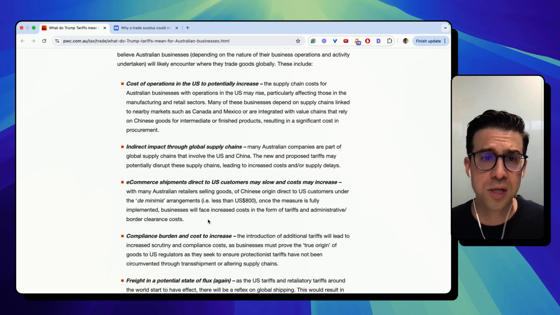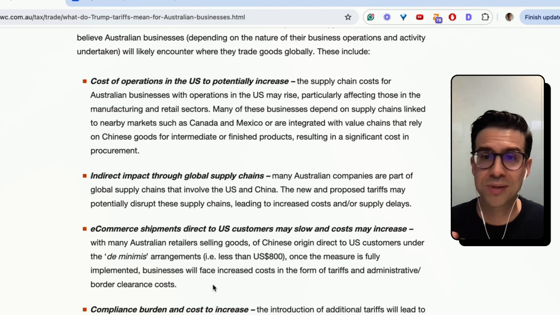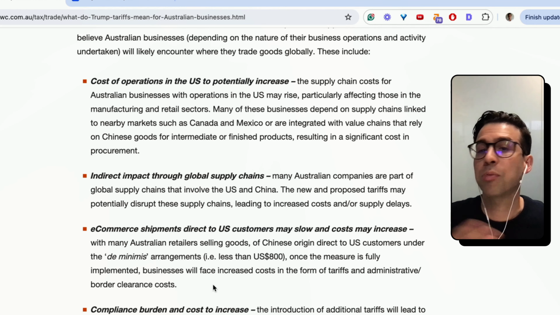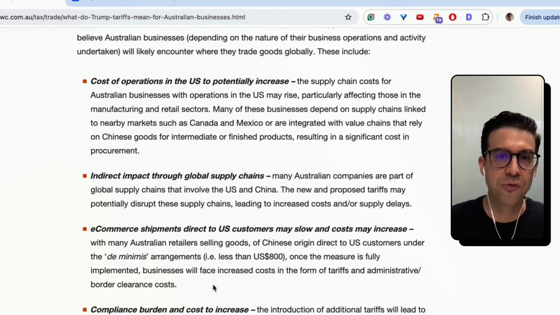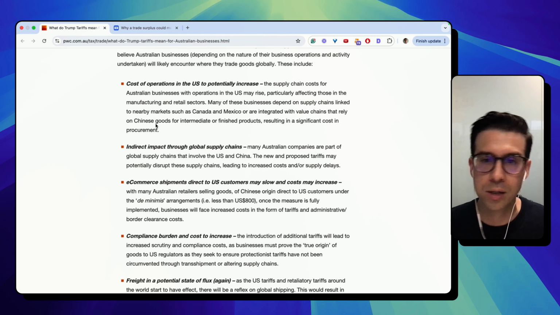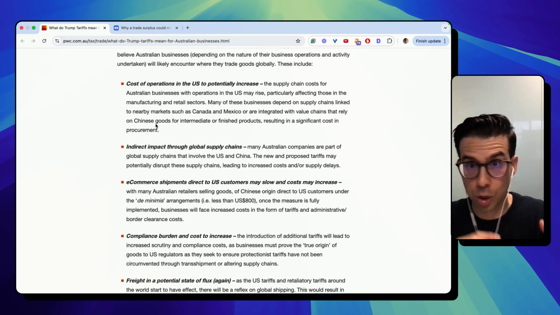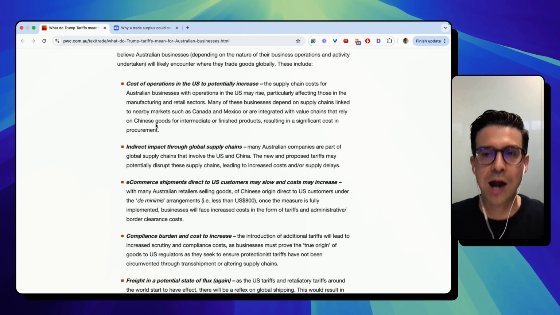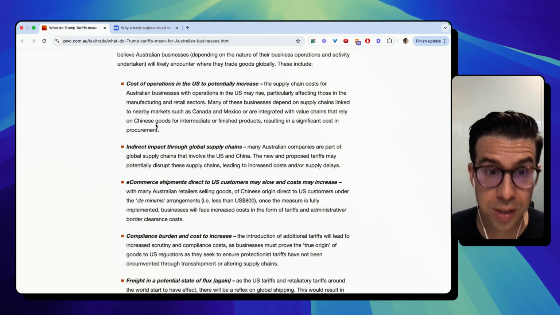I think the first is that the cost of operations in the US will potentially increase. So supply chain costs for Australian businesses with operations in the US may rise, because many of these businesses may depend on supply chains linked to Canada, Mexico and Chinese markets. And so if you're having to import intermediate or unfinished goods, you're going to have tariffs that create a bit of an inflationary impact.